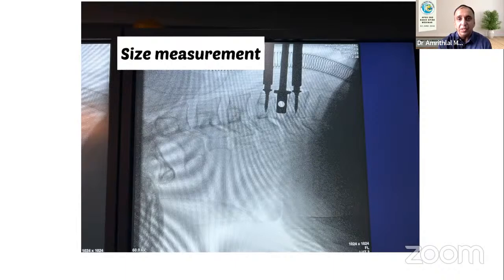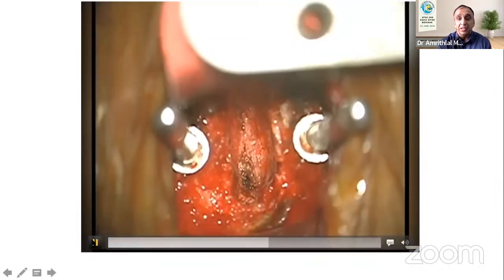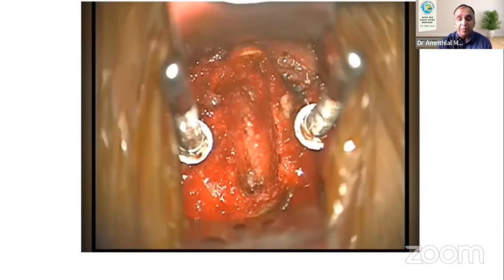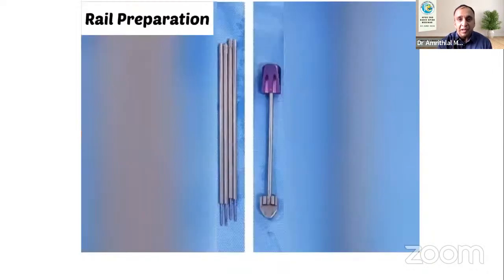So it should be from the uncinate process to the uncinate process. And the depth of the implant has to be appropriate, so that it covers the entire span of the end plates, but you shouldn't need to break the posterior cortex while inserting the device. So this is how the disc space would appear after you prepare it. And then you go on to prepare the track for the keel.